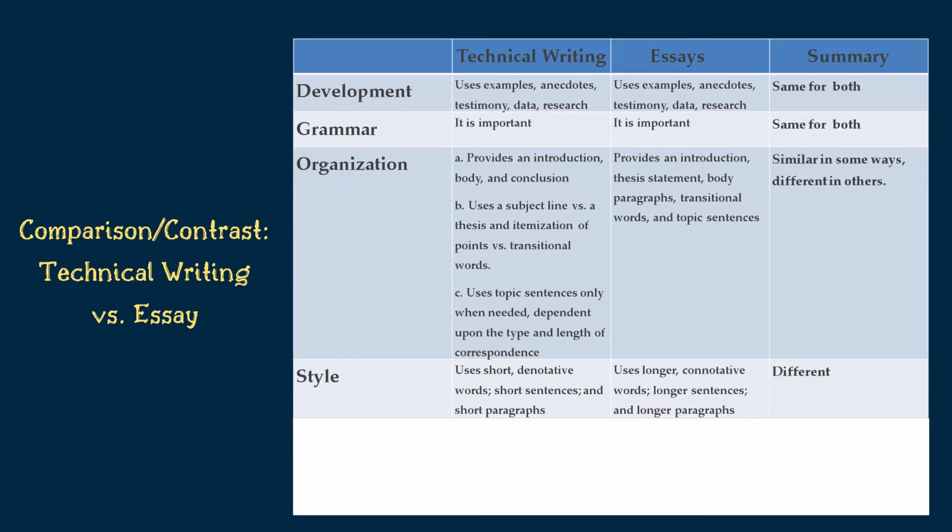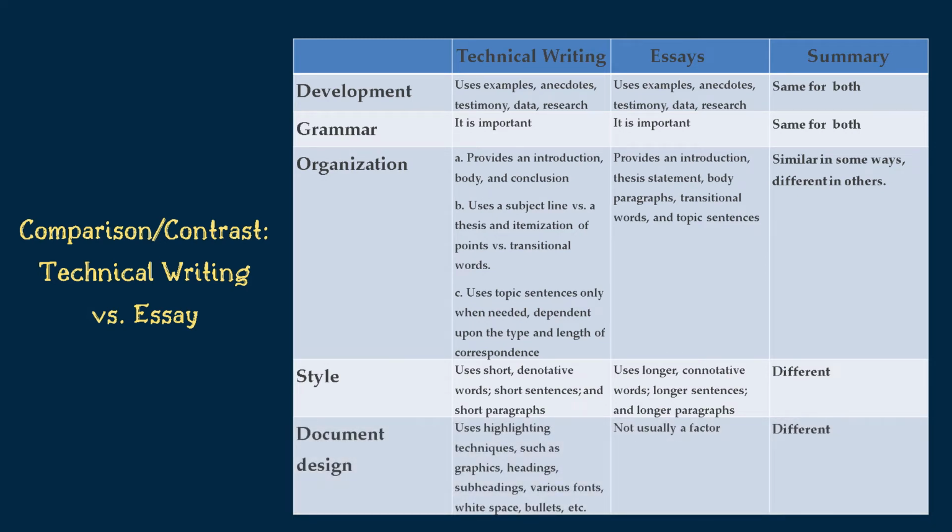When it comes to style, technical writing uses short denotative words, short sentences, and short paragraphs, while essays use longer connotative words, longer sentences, and longer paragraphs. So they are different when it comes to style. And in terms of document design, technical writing uses highlighting techniques such as graphics, headings, subheadings, various fonts, white space, bullets, etc. And for essays, it's not usually a factor, so they are different when it comes to document design.